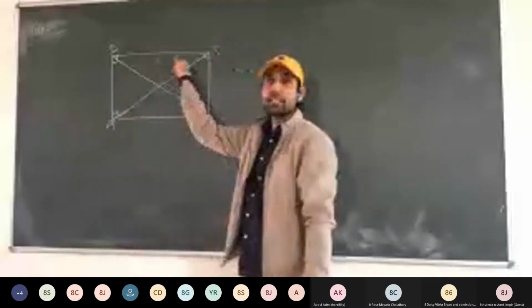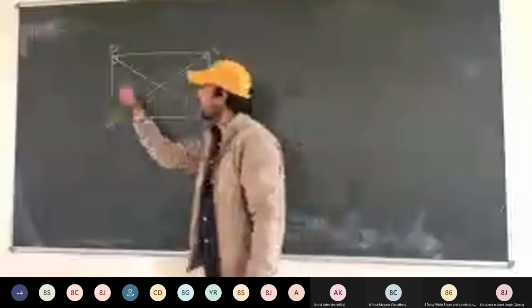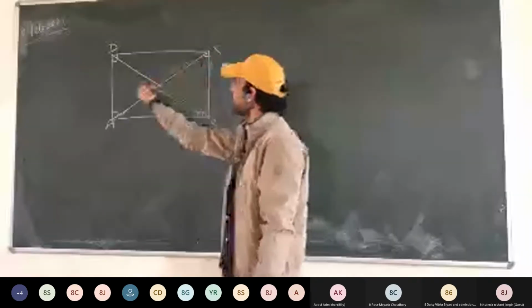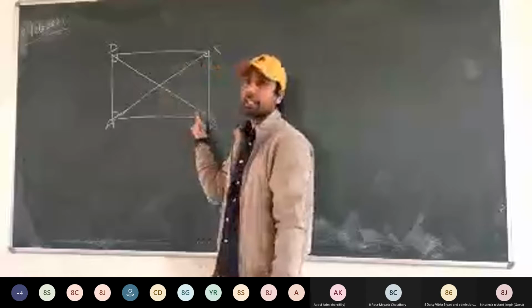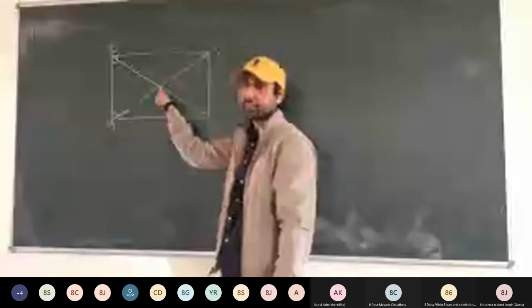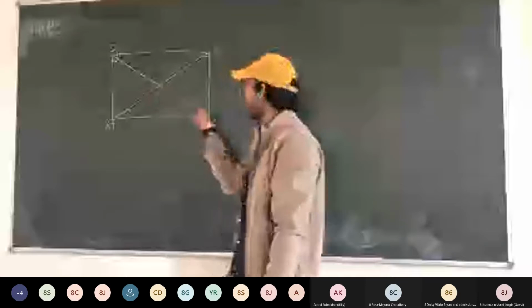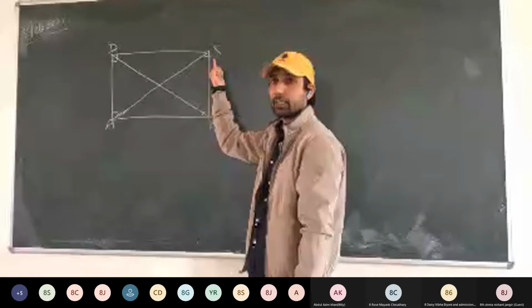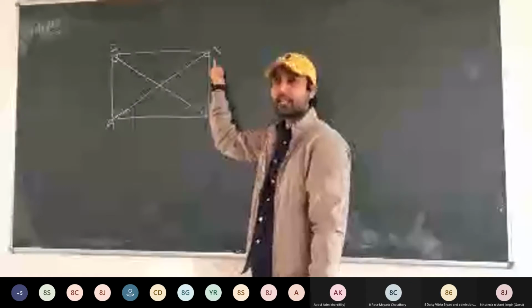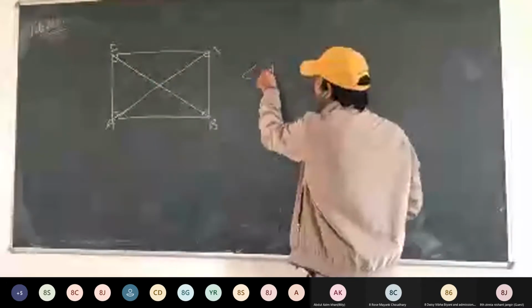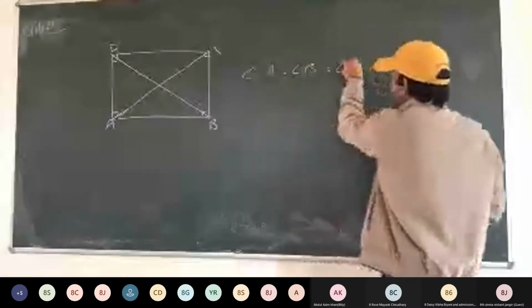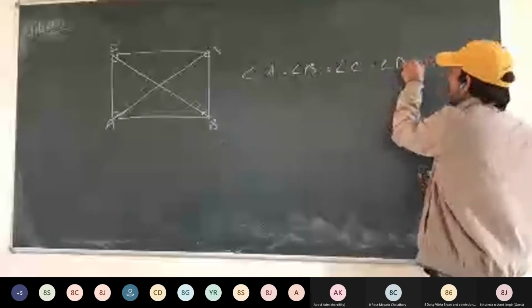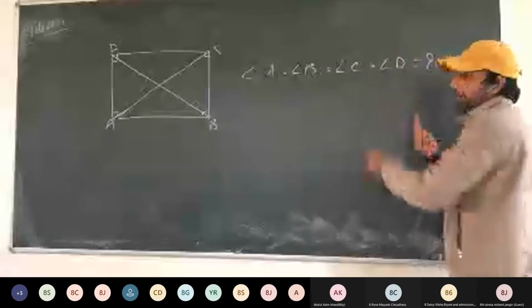So what are the properties? AB equal to DC, BC equal to AD, and AC equal to BD. As well, these diagonals bisect each other. And each interior angle, that is angle ABC, is 90 degrees. Angle BCD is 90 degrees. So angle A equal to angle B equal to angle C equal to angle D equal to 90 degrees.